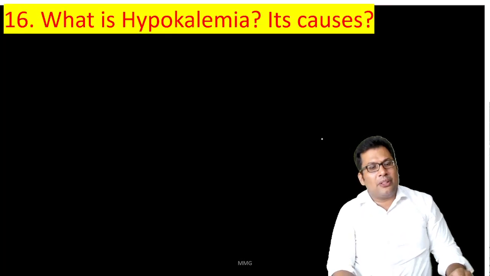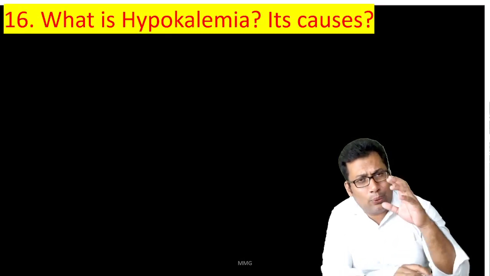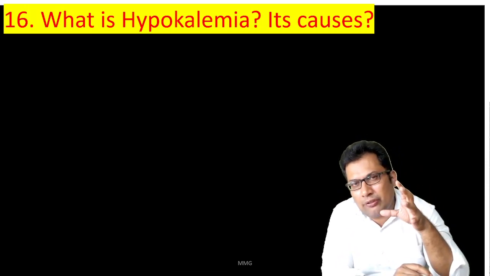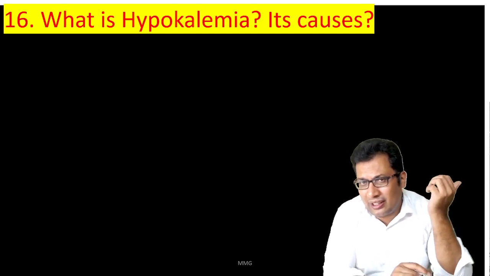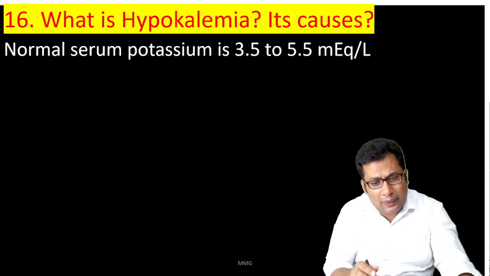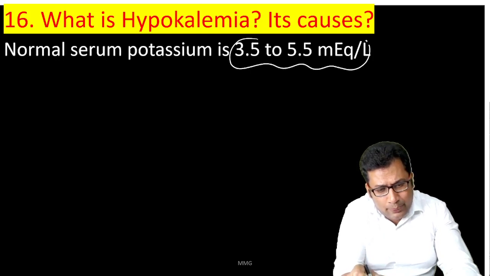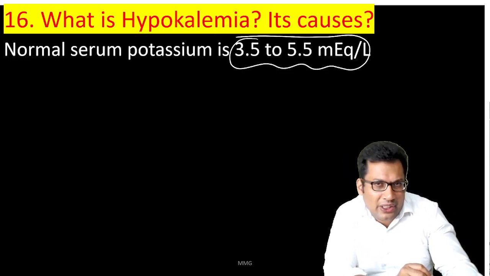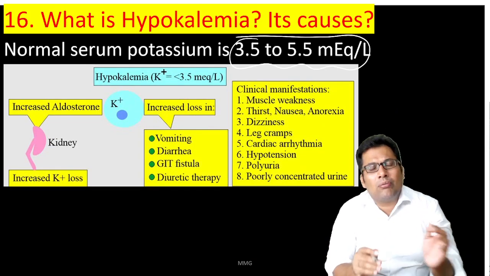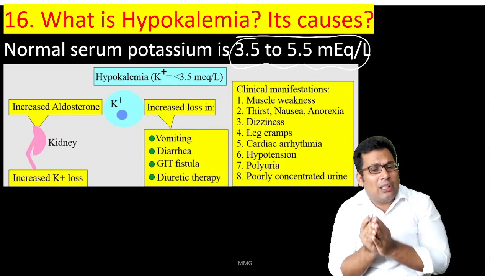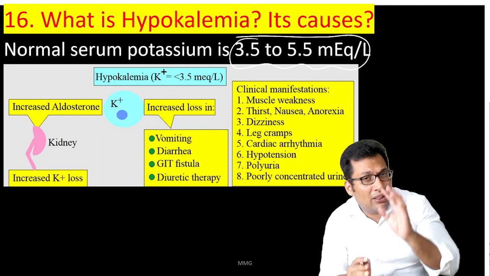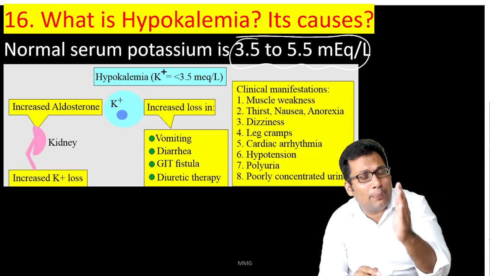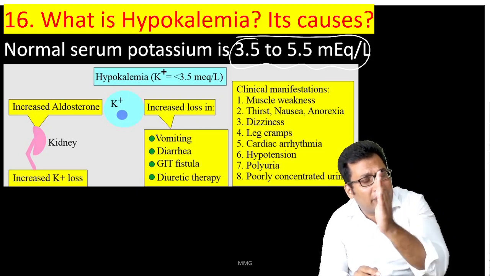Question number 16. What is hypokalemia and what are the causes? Hypokalemia means decreased levels of potassium due to various causes. What is the normal level? Normal level of potassium is 3.5 to 5.5. What is the normal calcium level? 9 to 11, we discussed in our classes. So what is hypokalemia? When the level is less than 3.5. Remember, hypo and hyperkalemia both lead to cardiac arrhythmias. So we need to maintain potassium level at 3.5 to 5.5.